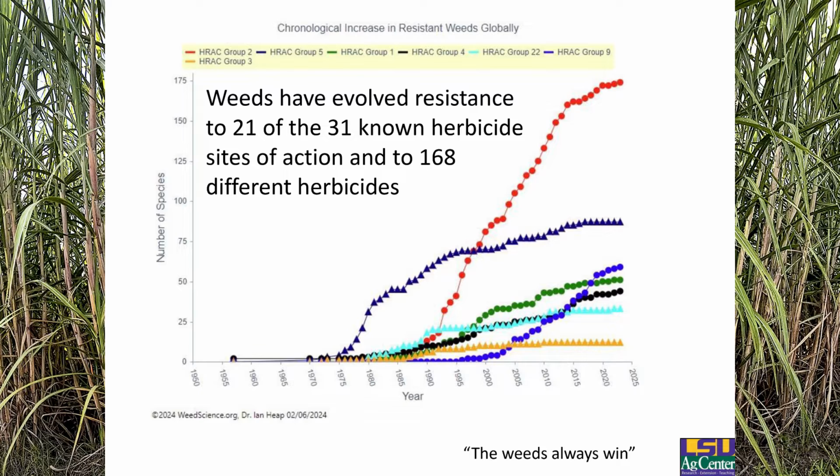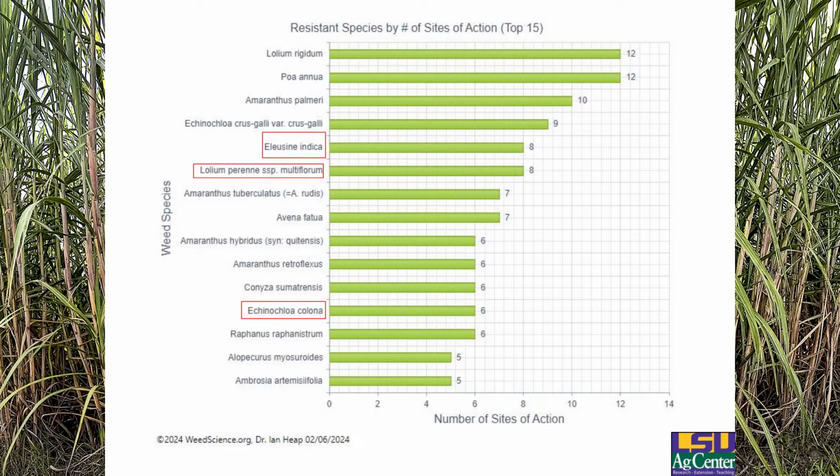So weeds have evolved resistance to 21 of the 31 known herbicide sites of action. And again, this is globally, and to 168 different herbicides. So these are the resistant species by site of action, the top 15, ranging from 5 all the way to 12 sites of action.